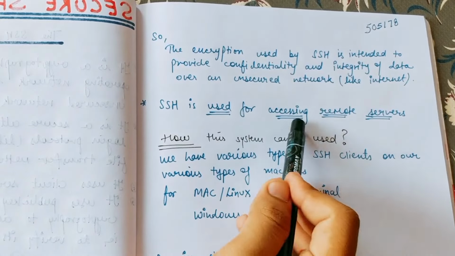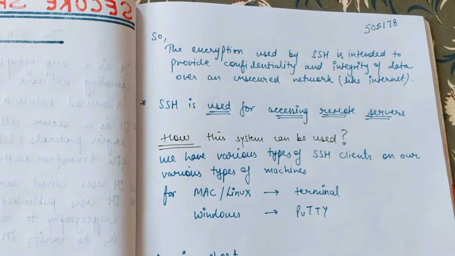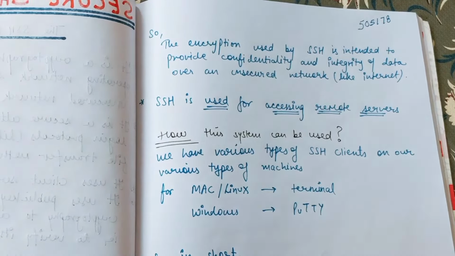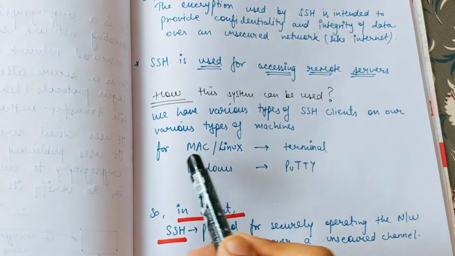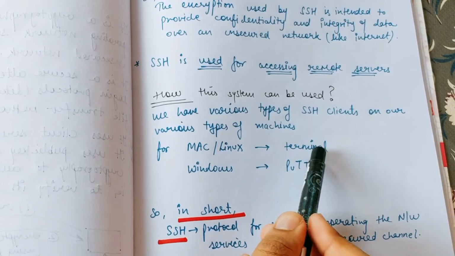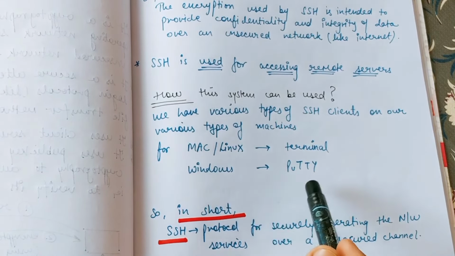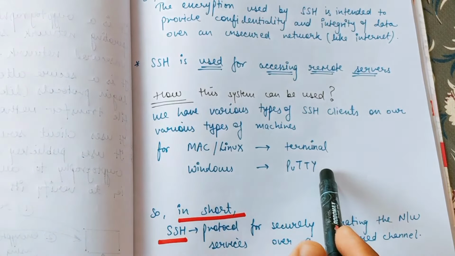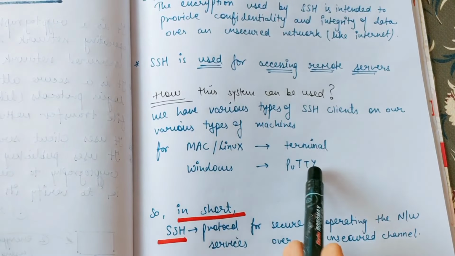So SSH is used for accessing remote servers, as we have seen in the previous diagram, right? We are simply able to access our remote server and we can fetch whichever files we want by using the SSH protocol. Now, how can this system be used, guys? If you have Mac or Linux, then the terminal will act as your SSH client, and if you use Windows, we can use various software, but one of them is Putty. Okay, so we can use this also. For more information you can refer to the internet. Okay, this is beyond our syllabus.